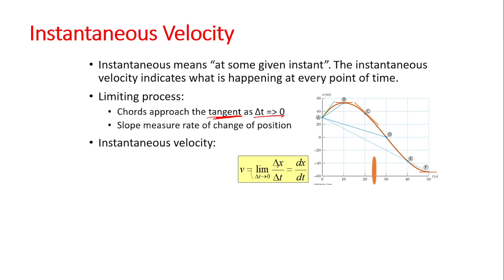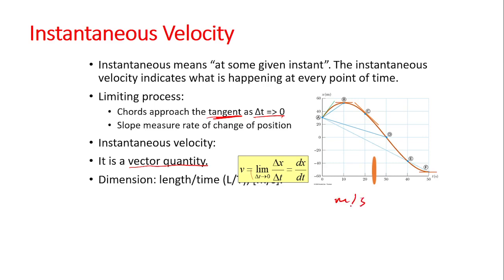That formula I've explained. You also need to understand that instantaneous velocity is a vector quantity. The unit is just meters per second. And it is the slope of the tangent. All these I've explained.